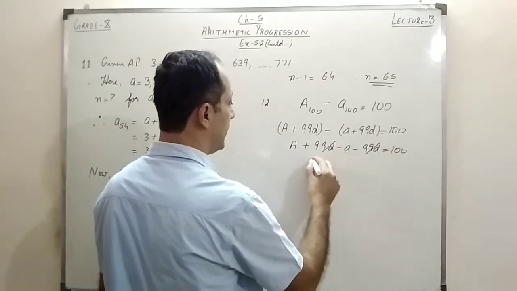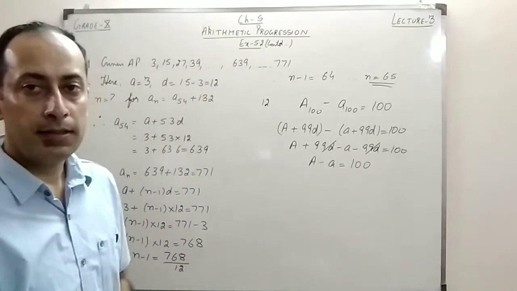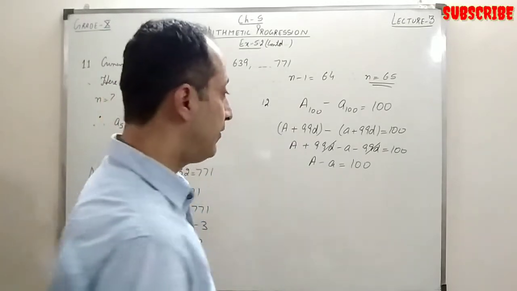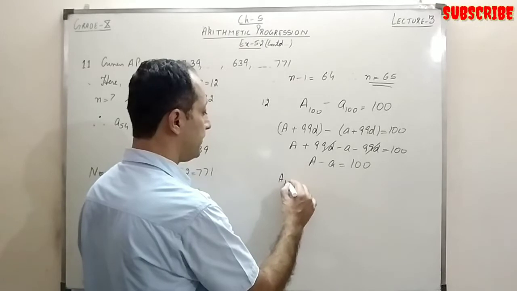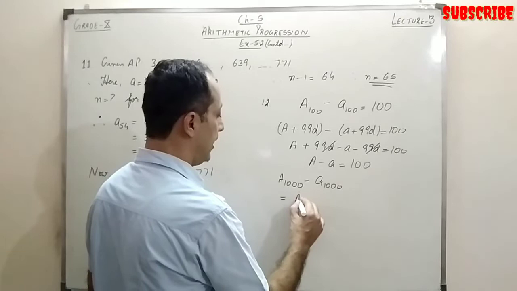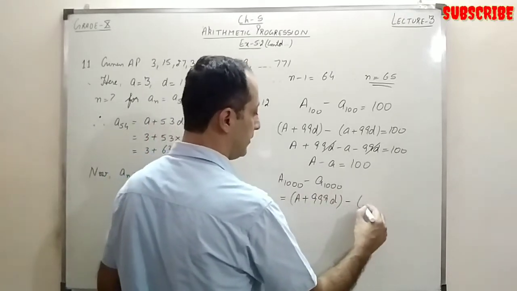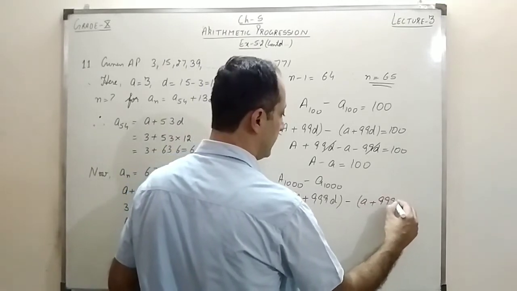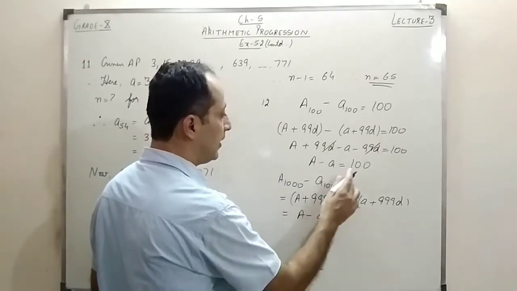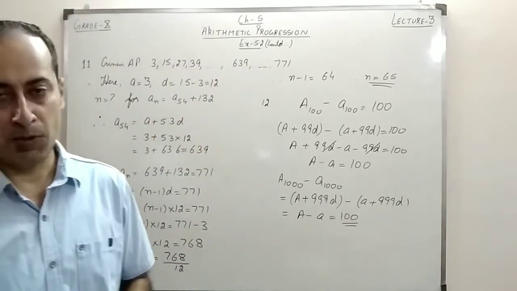So I cancel out this, I get A minus A, that is, the difference of the first term is also 100. The difference of the 100th term is also 100, and if I have to find the difference of the 1000th term, I can write this as A plus 999D minus A plus 999D. So when I open and cancel out, I am left with this, and this A minus A is 100. So the difference will remain the same, there will be no change, right?